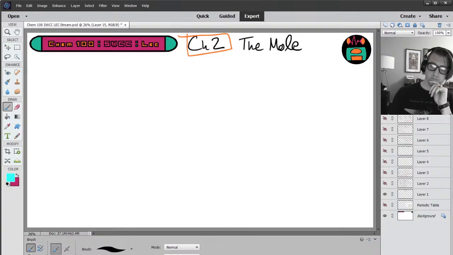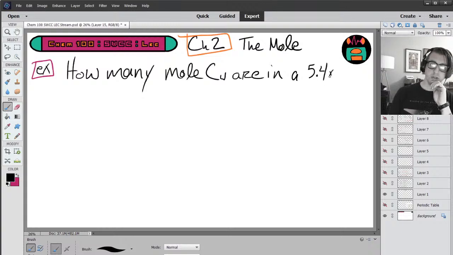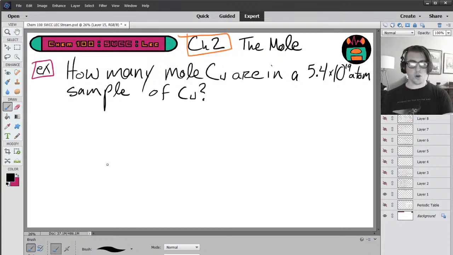Now, let's do another example. Let's do this example. How many moles of copper are in a 5.4 times 10 to the 19th atom sample of copper? All right, how many moles of copper are in a 5.4 times 10 to the 19th atom sample of copper?